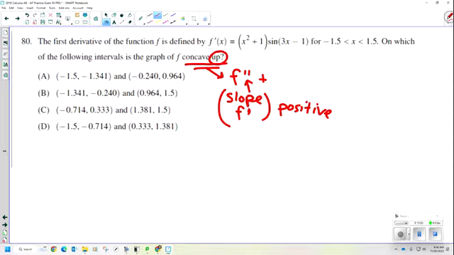So I'm going to look at my graph. I'm probably going to have to do min-max. I'm going to have to get coordinates and figure out where the slope of my first derivative is positive. So I'm going to graph this. This is my first derivative.